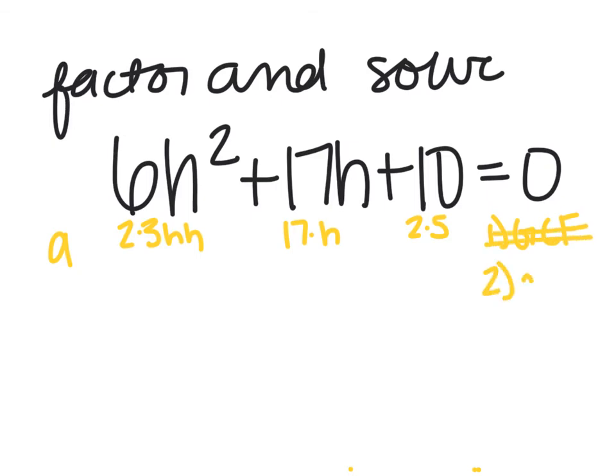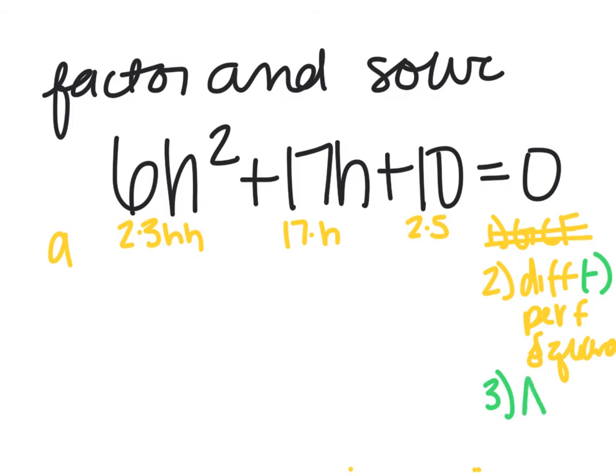Second of all, I'm going to look to see if it's a difference of perfect squares. Well, it's not, for two reasons. Number one, it's not a difference. Difference means it's going to be minused in there. There's no subtraction anywhere. Second of all, a difference of perfect squares only has two terms. So the third option is to do the AC method.